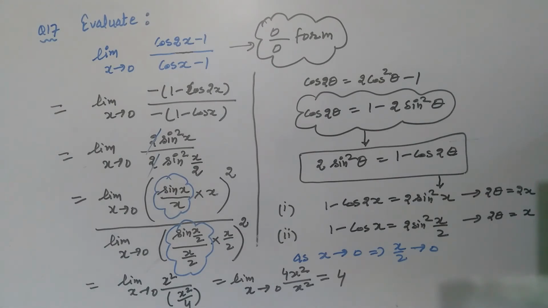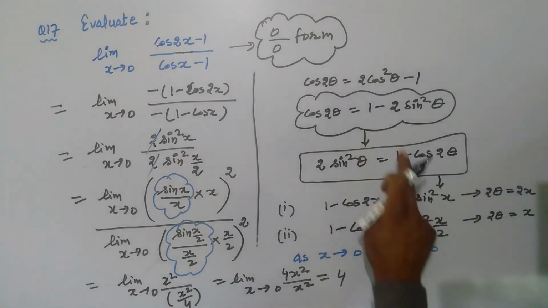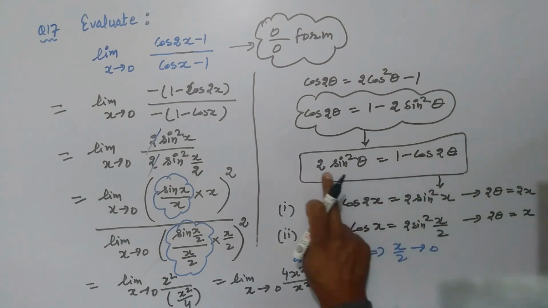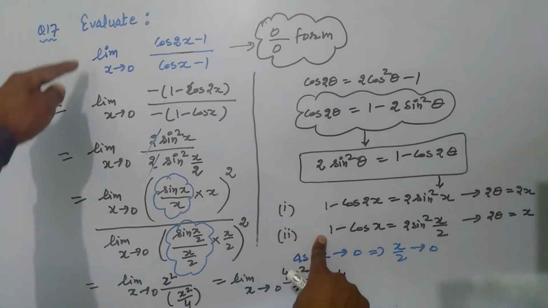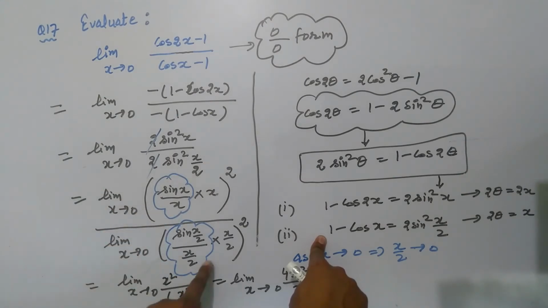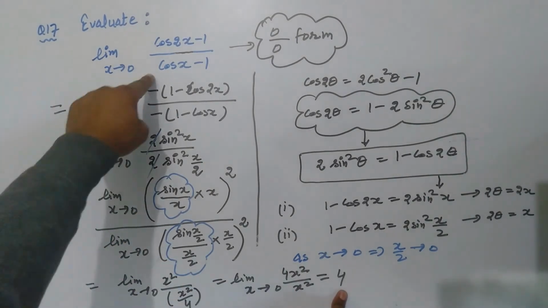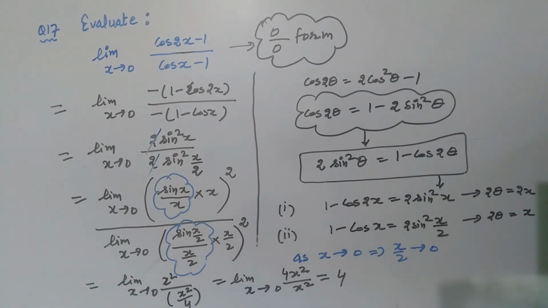Here once again I want to mention that 1 minus cos 2 theta is equal to 2 sin square theta. This value is very important. From here we find the result 1 minus cos 2x is equal to 2 sin square x, as well as 1 minus cos of x is equal to 2 sin square x upon 2. These two derived formulae are very important, what we have applied in these steps to find the limit of the given function, right? So this was question number 17.